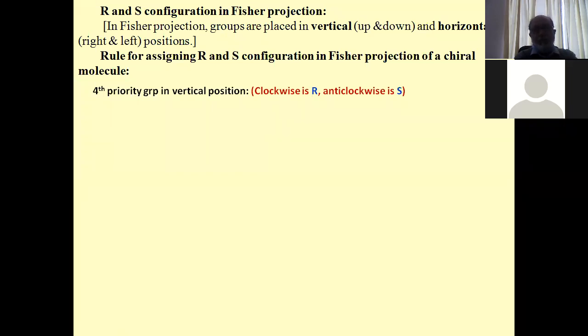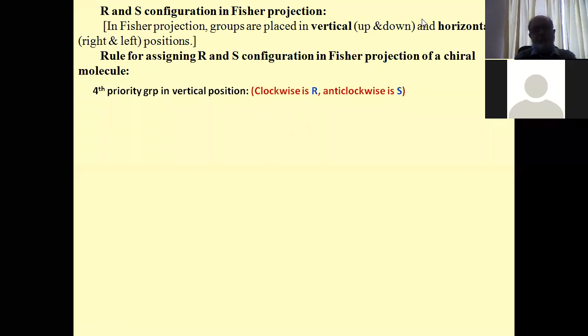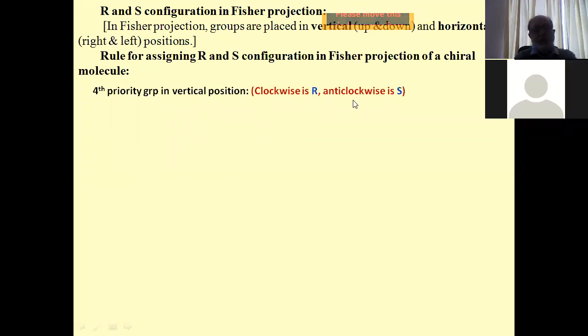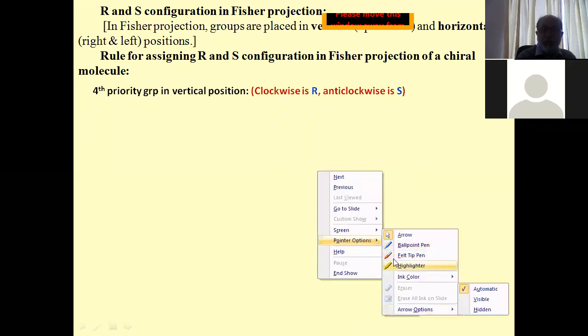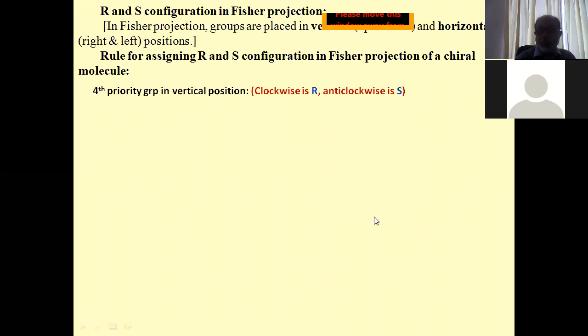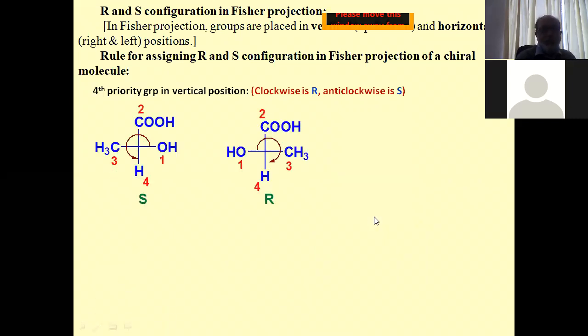Okay, now, this is what we have discussed last time: the Fischer projection formula and the configuration. In a Fischer projection, we can have groups present in horizontal and vertical positions. If the fourth priority group is in the vertical position, a clockwise rotation gives R, and an anti-clockwise rotation of the groups according to priority number gives S. This is what we have seen last time. I think you have understood that.